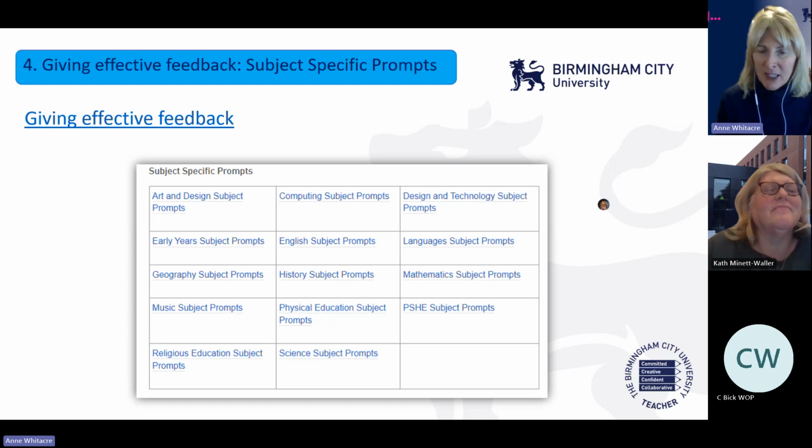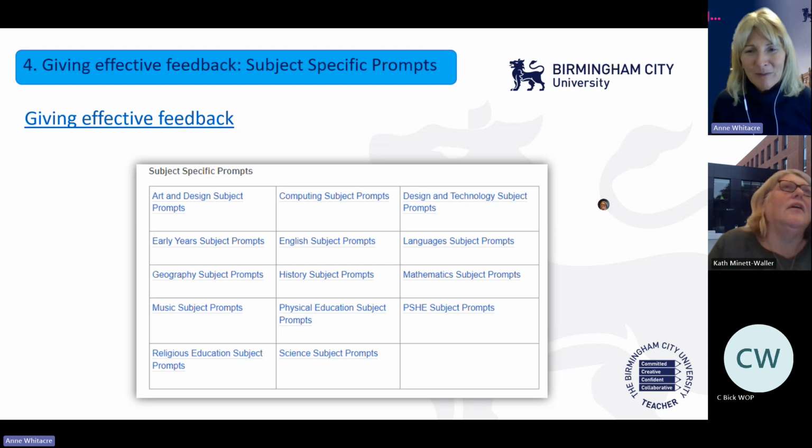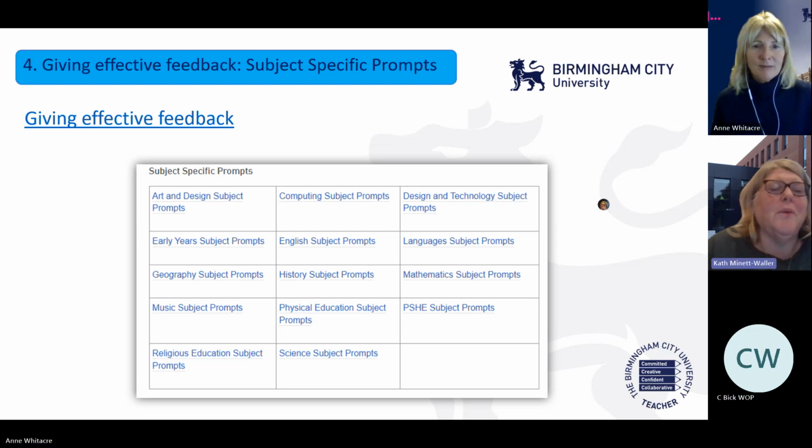Oh, that would be a really nice target. You're not going to give them every target, are you? You're going to pinpoint those that are bespoke at that particular time. So yeah. Thanks, Kath. Okay, I was just going to add to that as well.